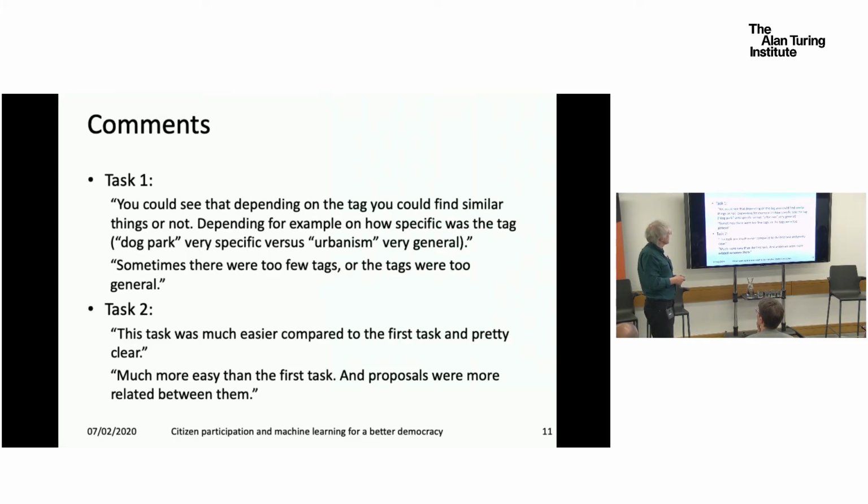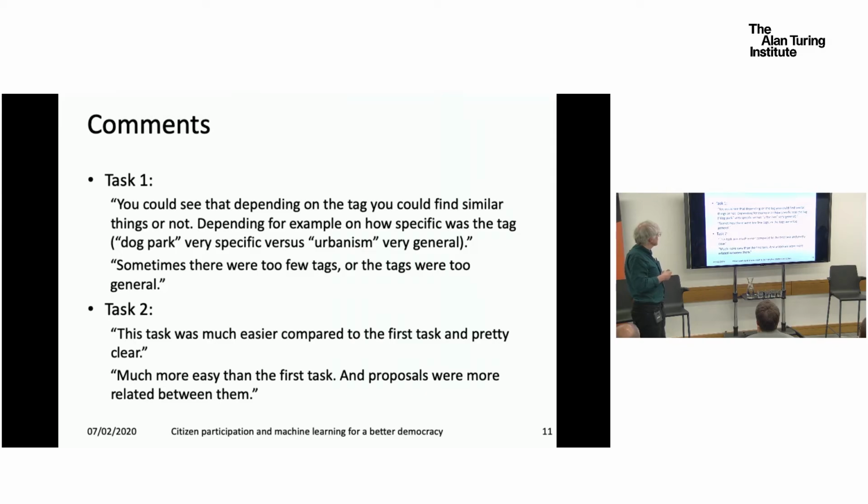So we also asked people to comment on the different tasks they were asked to perform. And so you can see in task 1, these are extracts of those comments. You could see that depending on the tag, you could find similar things or not. Depending, for example, on how specific the tag was, dog park was very specific versus urbanism very general. Sometimes there were too few tags, or the tags were too general. So some positive and not so positive comments there.